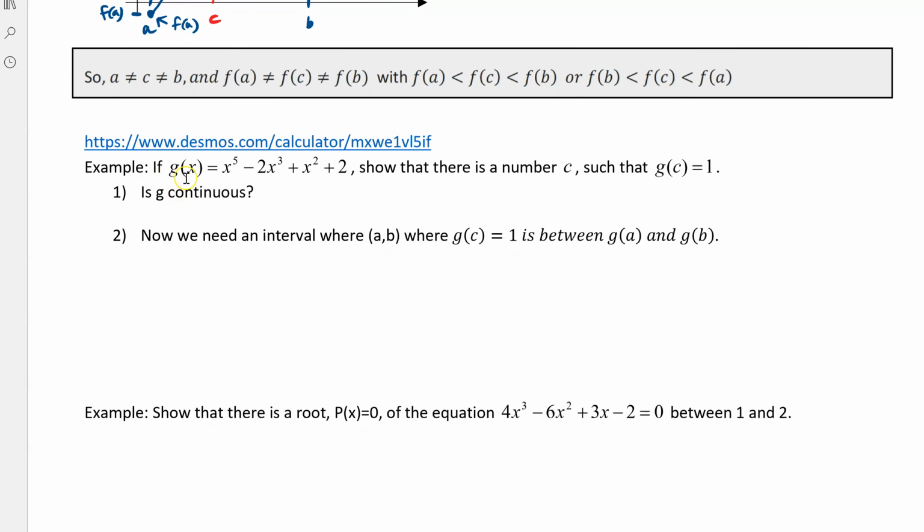So g of x is equal to this polynomial. Show that there is a number c such that g of c is equal to 1. So we're just trying to show that there is some y value equal to 1 and that there is some x value that will give it to us. We already know that this is a polynomial. So is g continuous? Yes, because it is a polynomial. All polynomials are continuous.